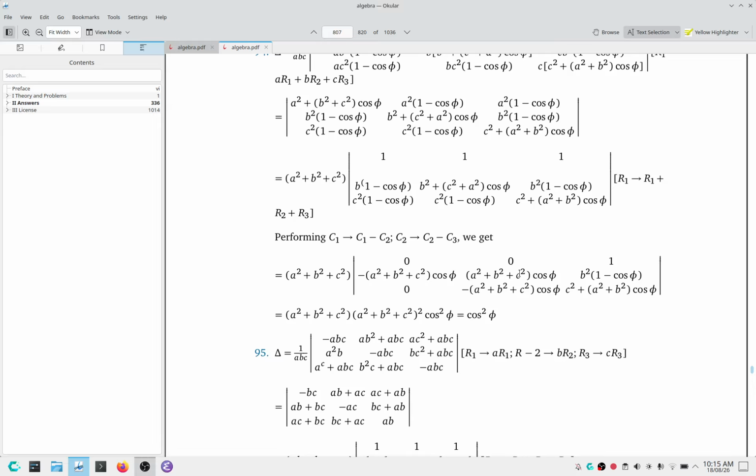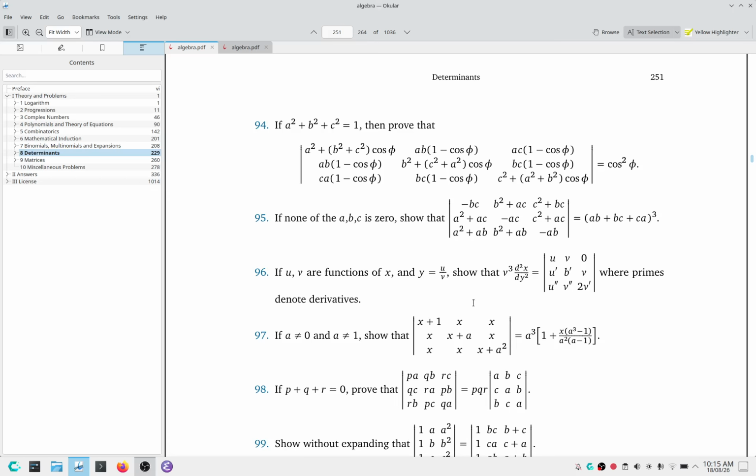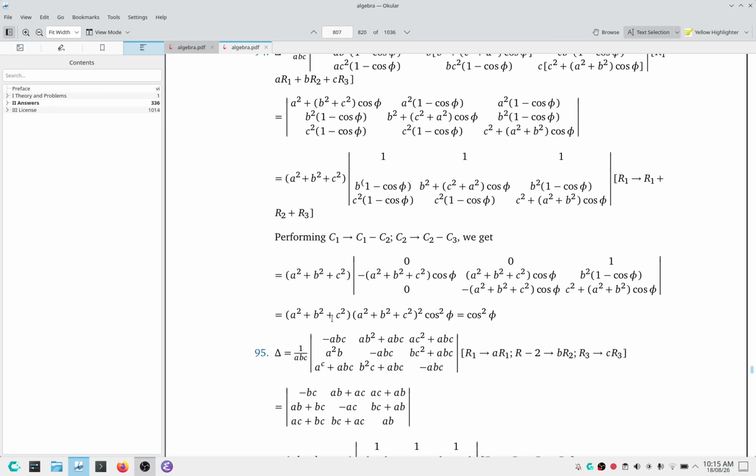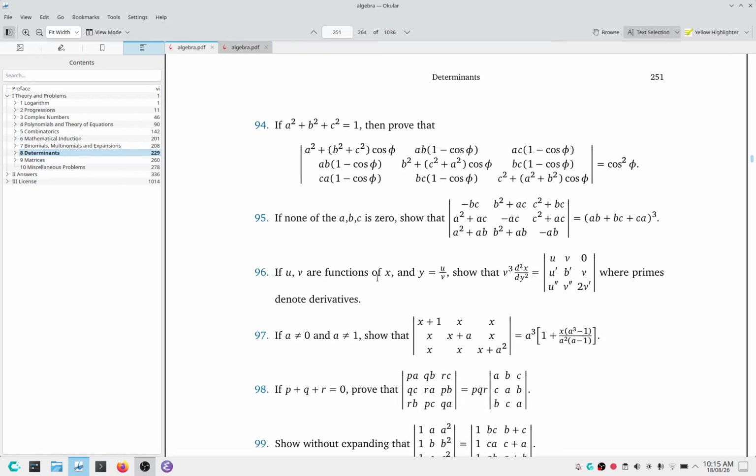And once we have this, we can evaluate this to be a square plus b square plus c square times (a square plus b square plus c square) whole square cos square phi, which is equal to cos square phi, because a square plus b square plus c square is 1.